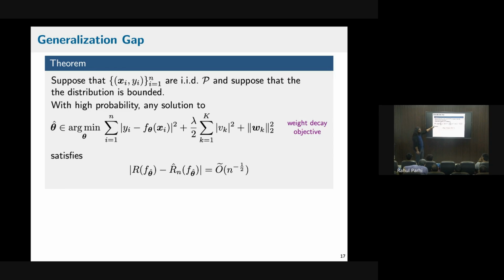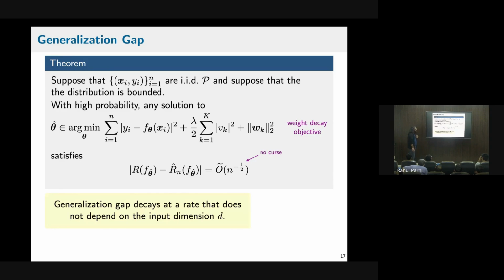So this is the weight decay objective. So these are weight decay trained neural networks, and I have this dimension-free generalization. So maybe one thing you can take away from this slide is that the generalization gap decays at a rate that does not depend on the input dimension D. So maybe the statement you want to make is low norm, global minima, generalize well.